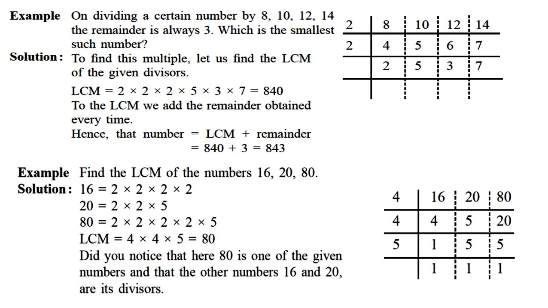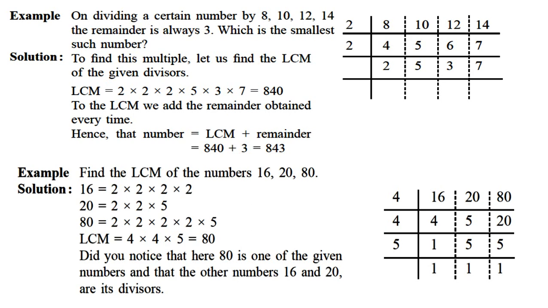You can see how the LCM is calculated. So now the LCM becomes 2 into 2 multiplied by 2 multiplied by 5 multiplied by 3 multiplied by 7. So the LCM is 840. I have done the working on the right hand side. Just check, and you also calculate the LCM for these numbers.